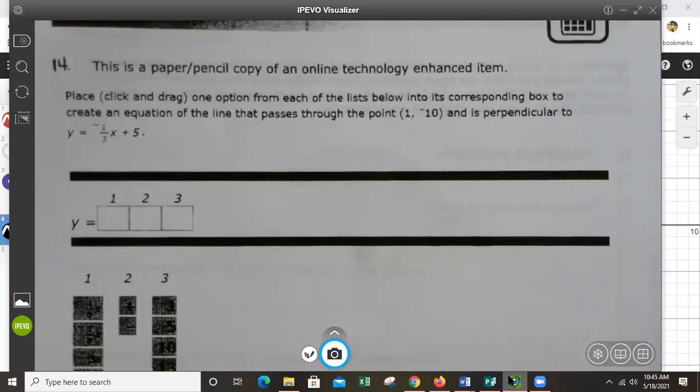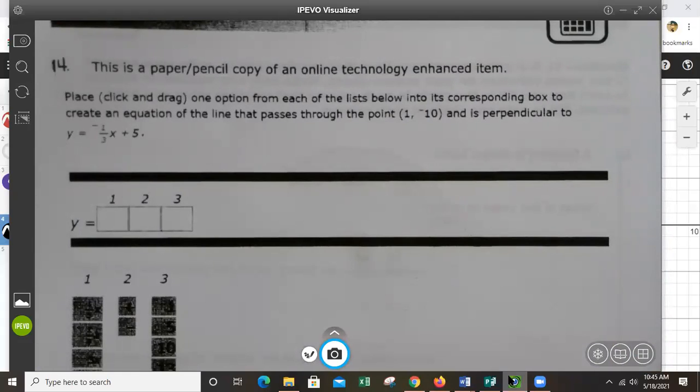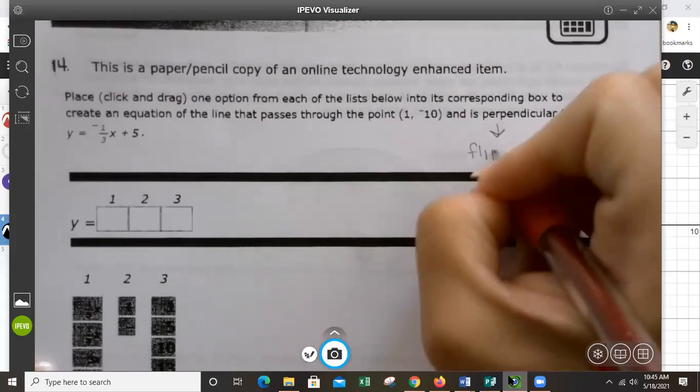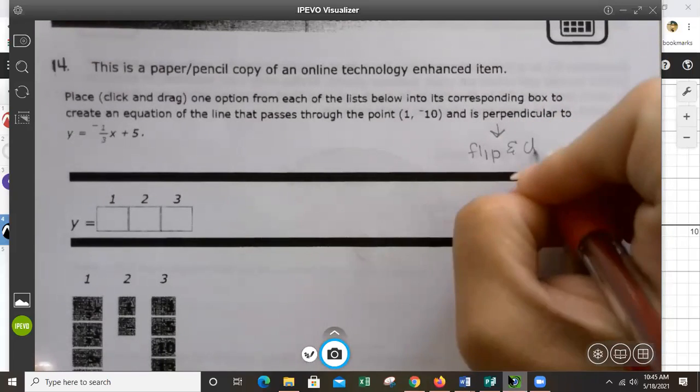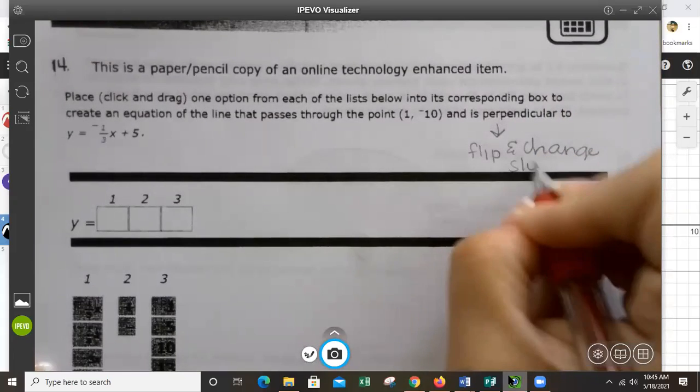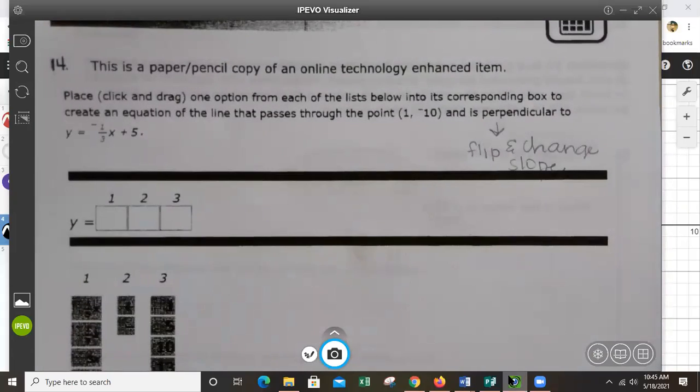Look at this one. This one is really dark. I think it was easier on your turn in form. All right. So another thing with perpendicular, remember we said it was flip and change the slope. So don't forget that, flip and change the slope.